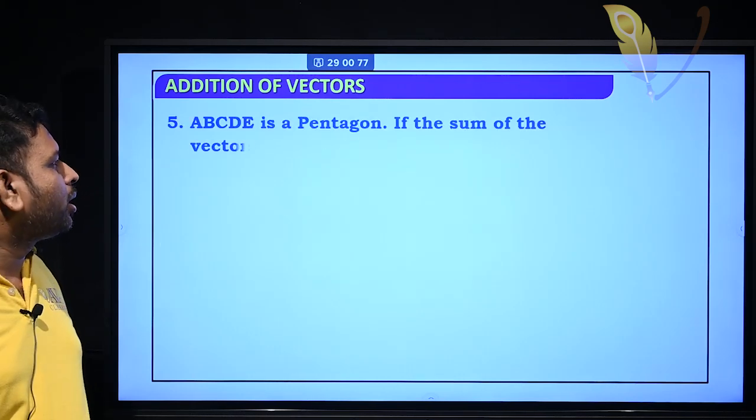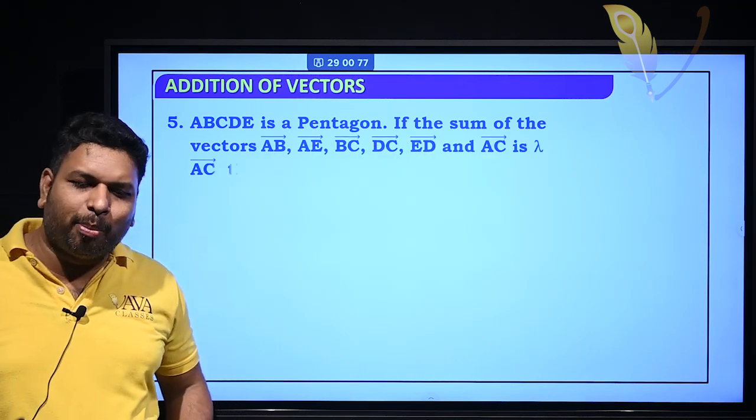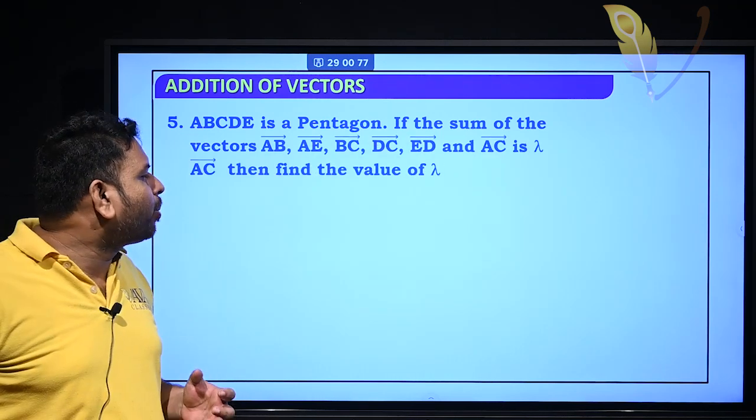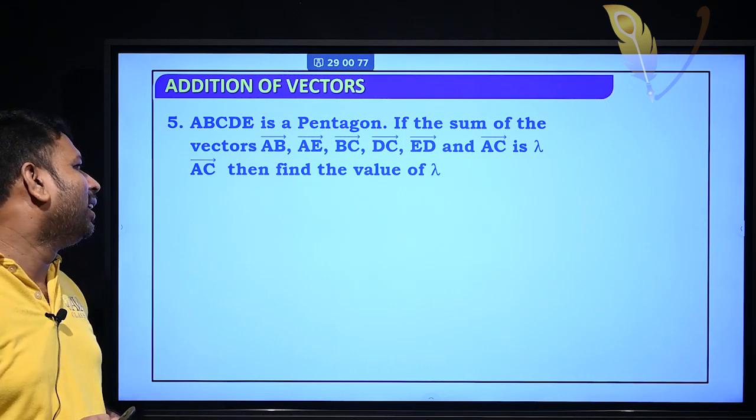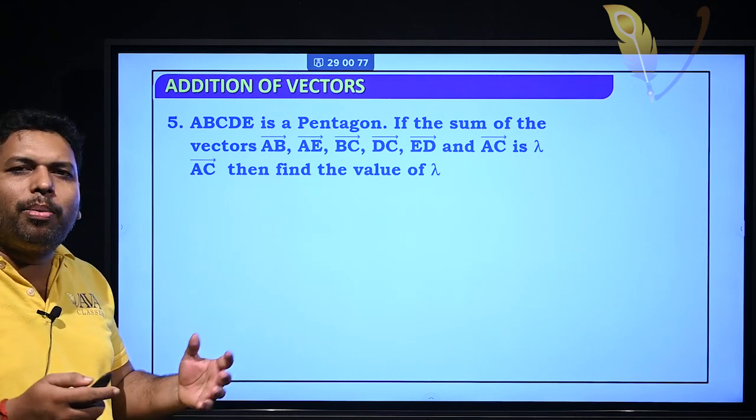Okay. Now question number 5. ABCDE is a pentagon. If the sum of the vectors AB, AE, BC, DC, ED and AC is lambda AC, then find the value of lambda.